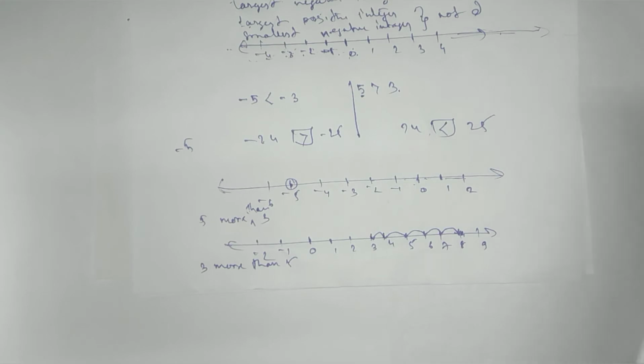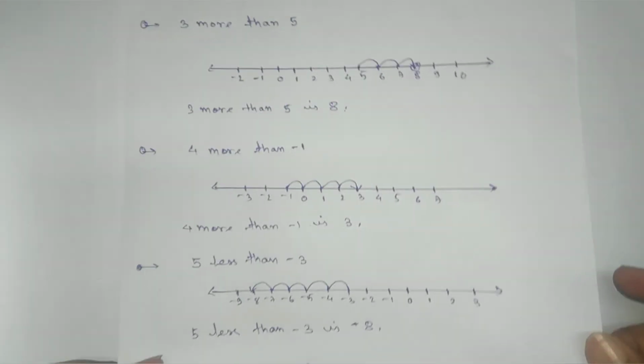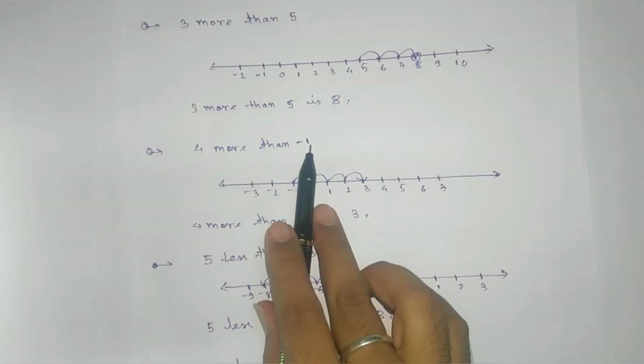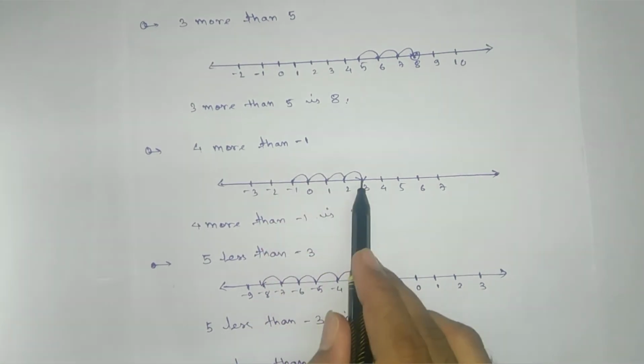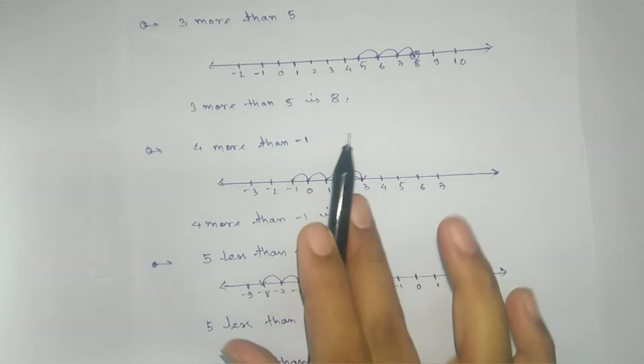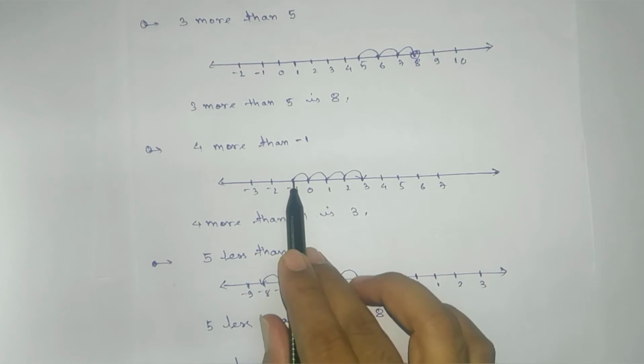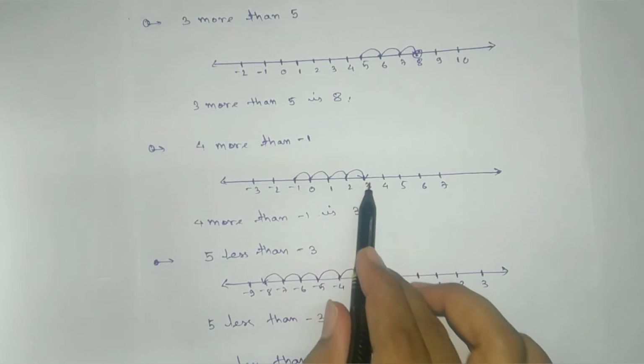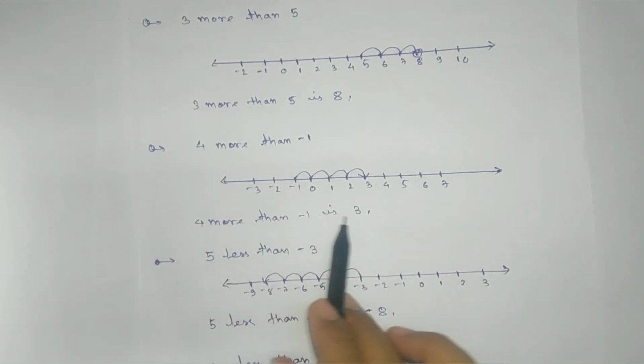So it's very much important, do not get confused here. Next, 4 more than -1. So -1, here you are at -1, 4 more, meaning 4 more should be counted, 1, 2, 3, 4. So your answer is 3. So you will write here 4 more than -1 is 3.